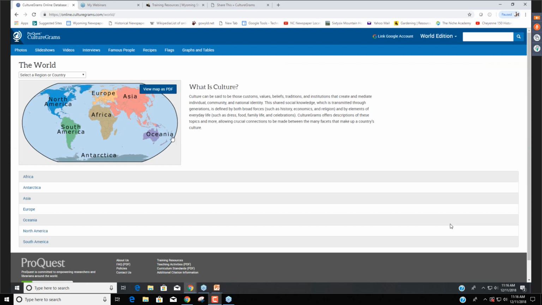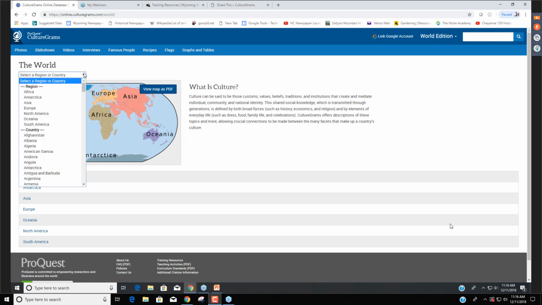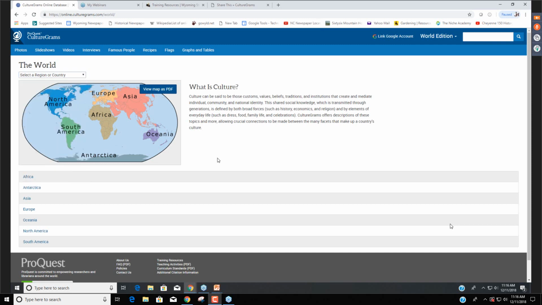There are more than 200 country-specific reports. You'll find here a drop-down menu where you can select a region or a country, or you can use the map to select an area. I'm going to start here in Oceania.